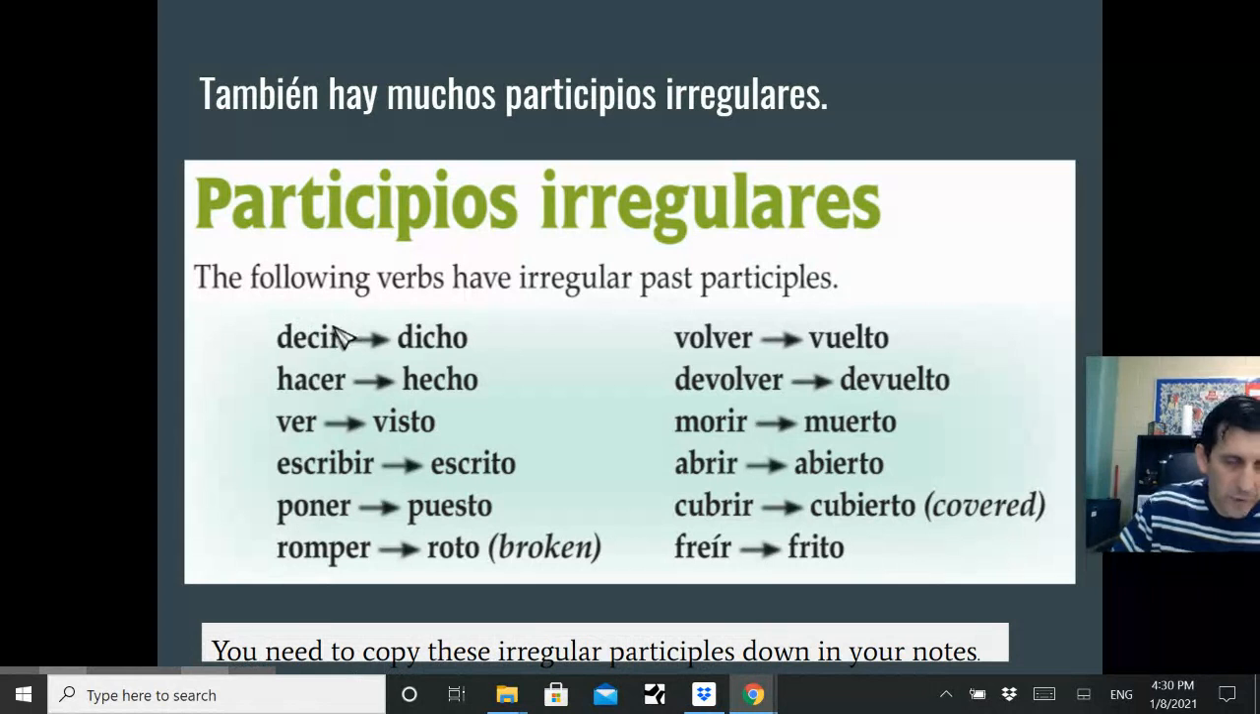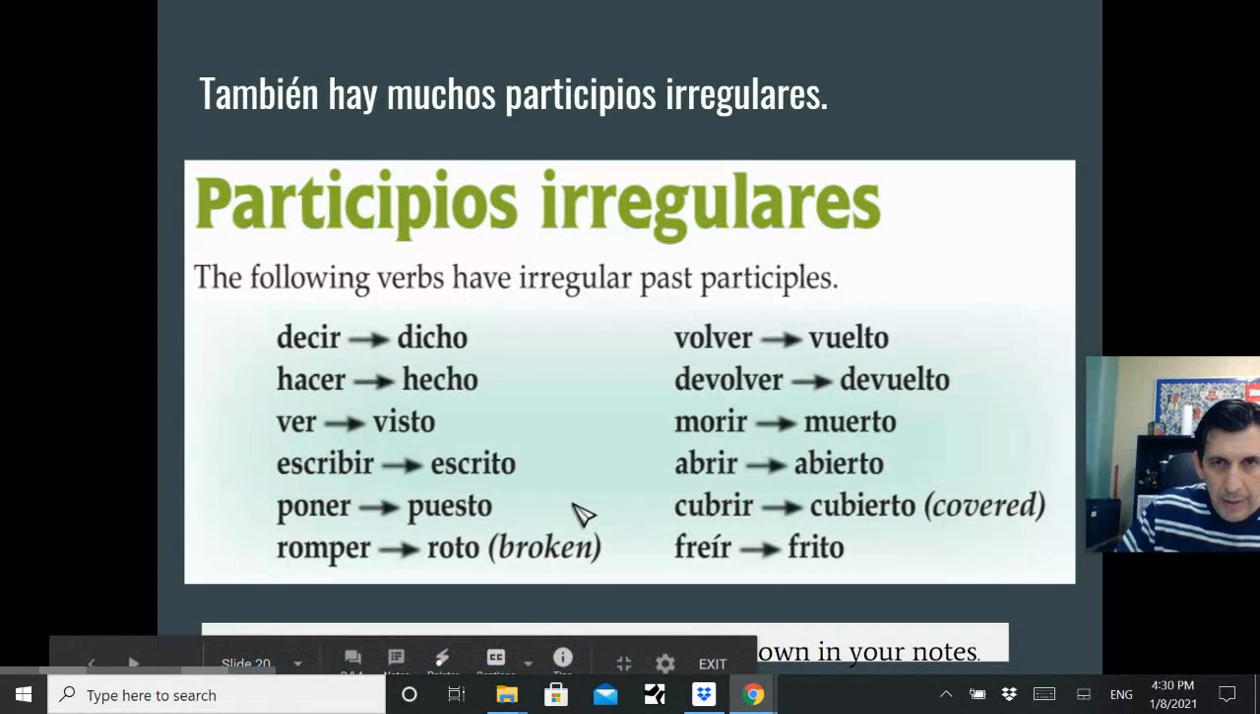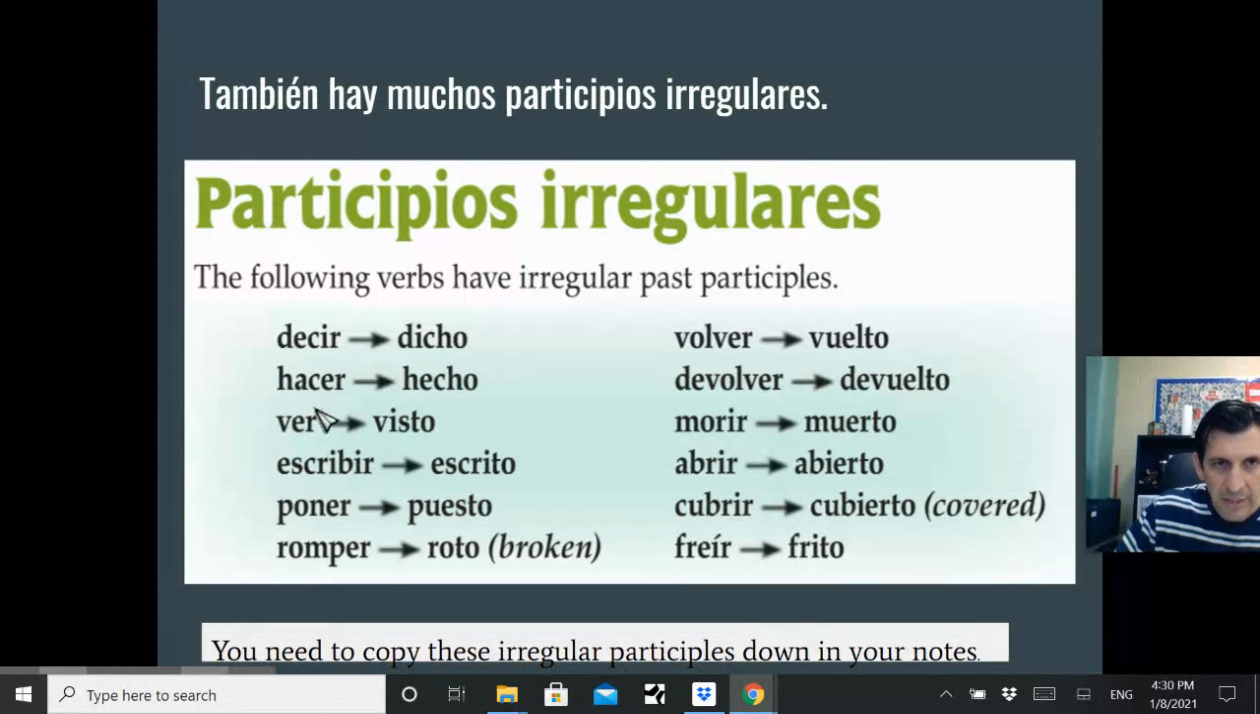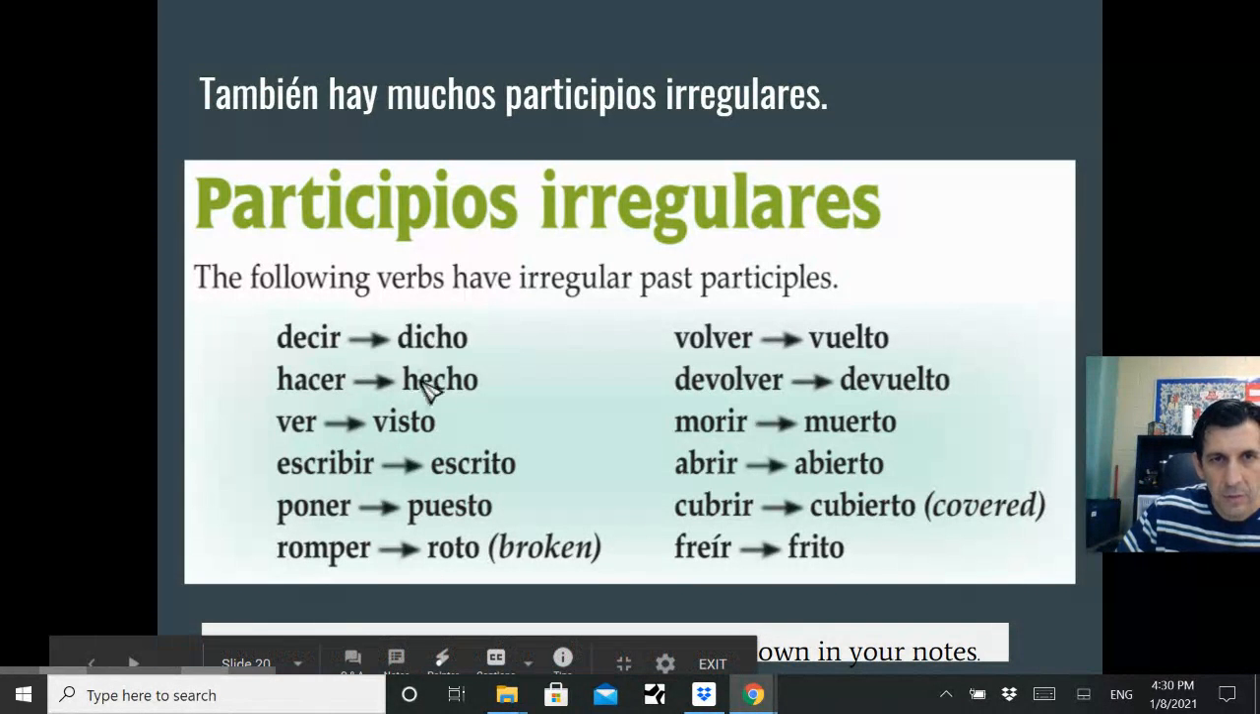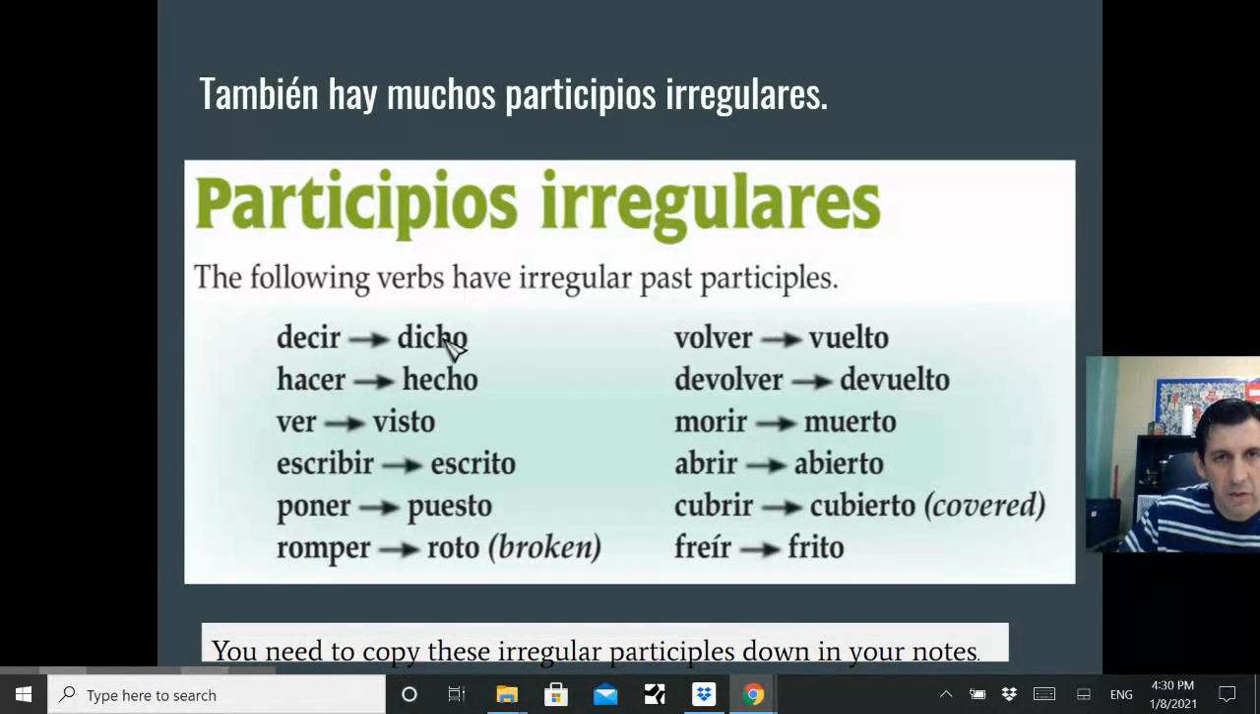So we'll use the yo form for all of these. Normally where I would add ido for the ER verbs, or ado for AR verbs, for these particular verbs, they have their own unique forms. So to say I have said, I would say yo he dicho. You have said, tú has dicho. I have done. Hacer is to make or do. Yo he hecho. I have seen. Yo he visto. I have written. Yo he escrito.